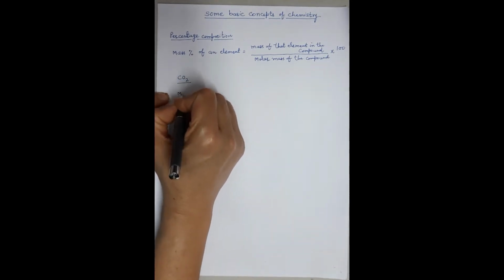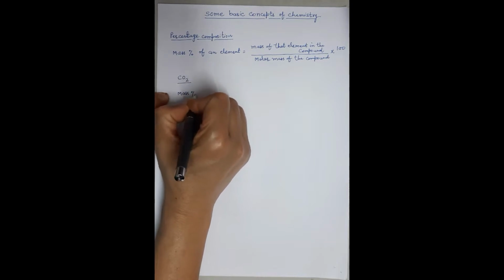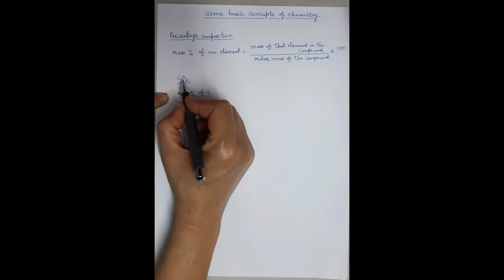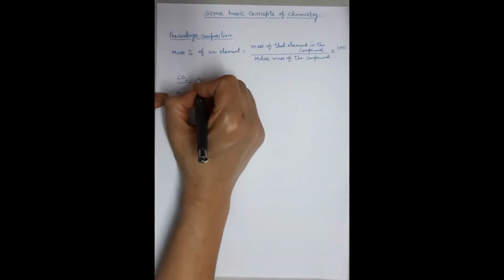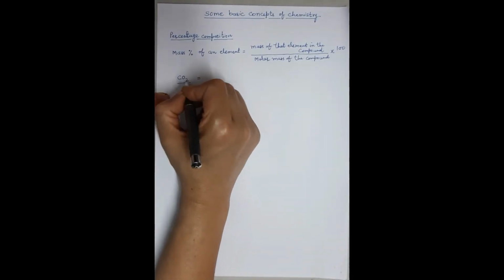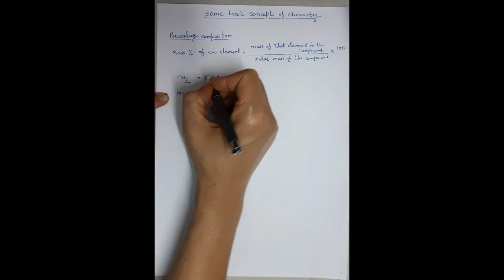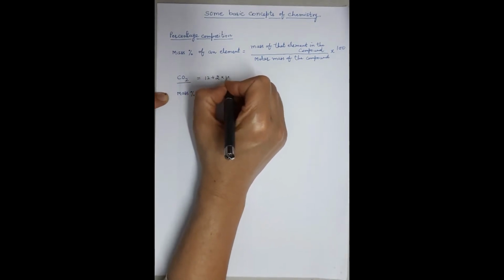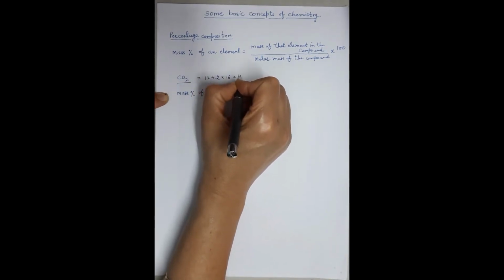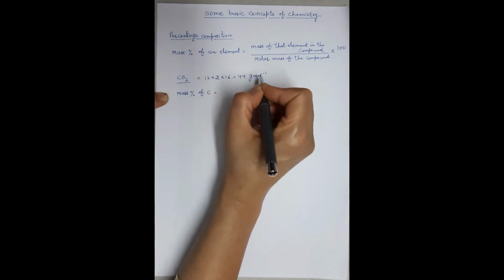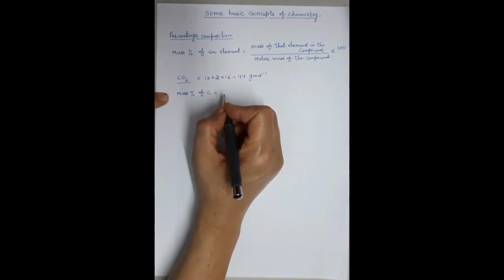What is the mass percentage of carbon? As carbon dioxide is made up of carbon and oxygen, you know what is the molecular mass of 1 mole of carbon dioxide? Carbon is 12, plus there are 2 atoms of oxygen, so it is 2 into 16. It comes out to be 44 grams per mole. Molar mass is expressed in grams per mole.